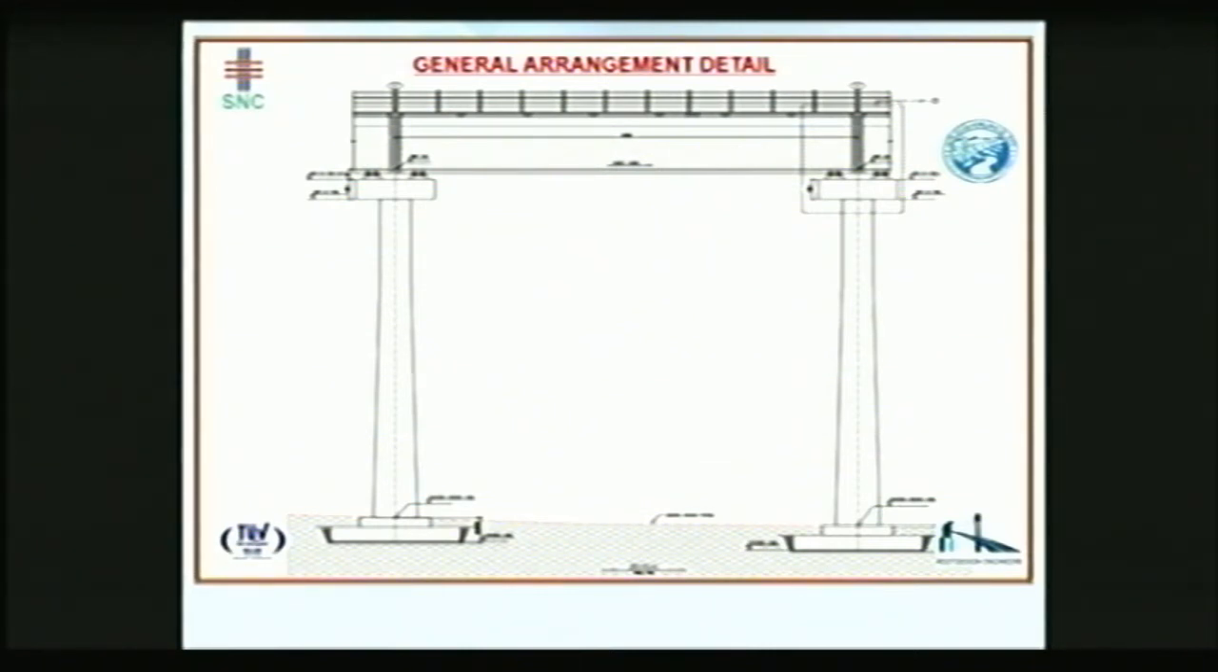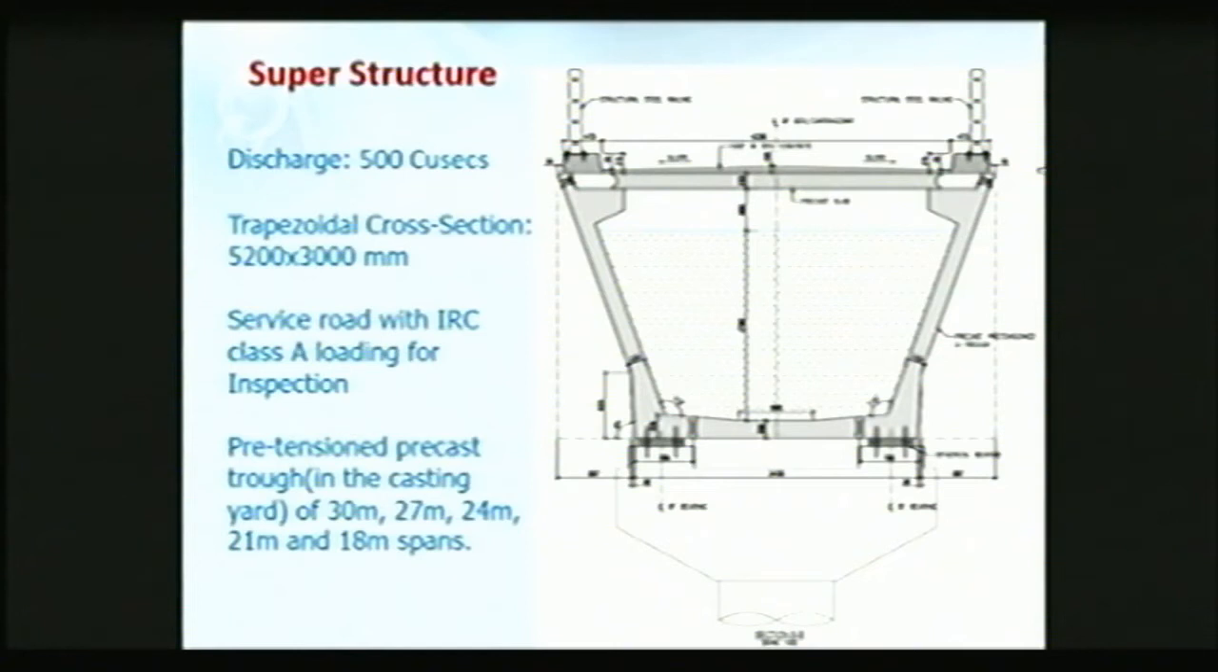And you can see the tapering of the pier, which was cast in situ, and there also we went for slip form. And this is the trough. The trough is of trapezoidal shape, which is geometrically designed, and the dimensions were designed by hydraulics, because the carrying capacity or discharge was about 500 cusecs. So the trapezoidal section worked out to be 5.2 meter by 3 meter, and the top was to be covered with a slab.